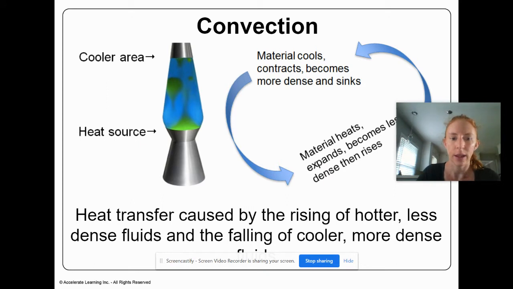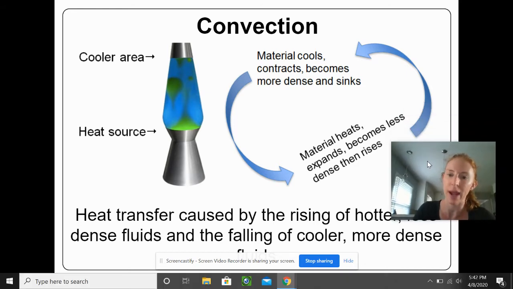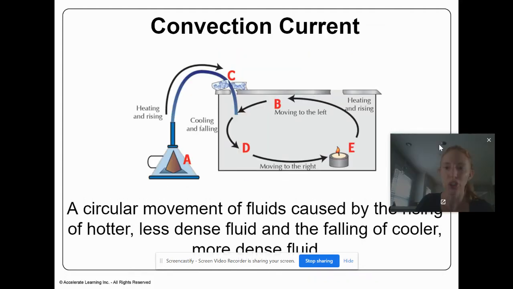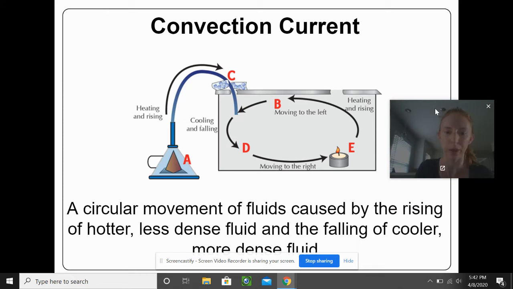Convection is the heat transfer caused by the rising of hotter, less dense fluids and the falling of cooler, more dense fluids. So we have the cooler area at the top. We have the heat source at the bottom. As material cools, it contracts and becomes more dense and sinks. And as the material heats, it expands, becomes less dense, and then rises. Convection current is a circular movement of fluids caused by the rising of hotter, less dense fluid and the falling of cooler, more dense fluid.